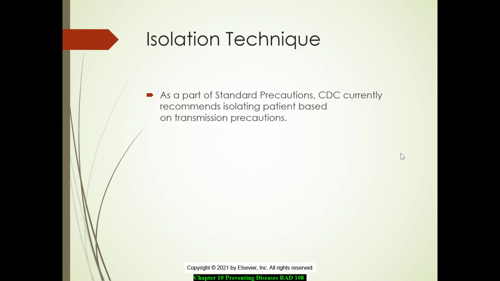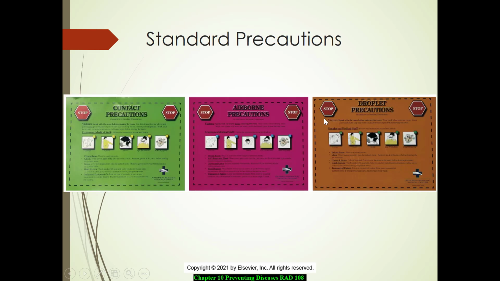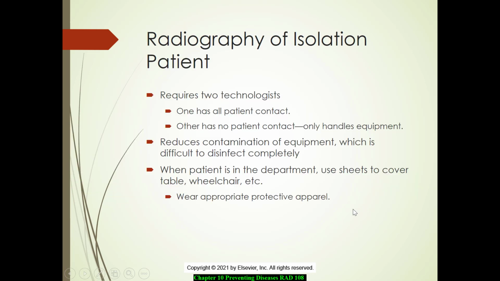When we're looking at isolation techniques, standard precautions apply. The CDC recommends isolating patients based on transmission precautions. So you'll have different signs depending on what that patient has. You have contact precautions, airborne precautions, and droplet precautions, and you need to follow what's written on that sign as to what you wear when you walk into that patient's room.